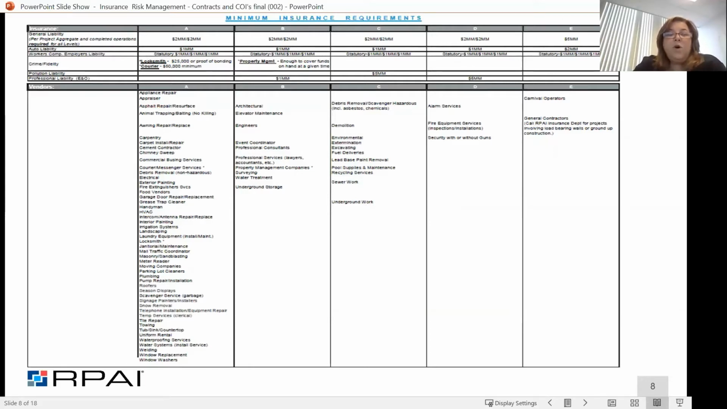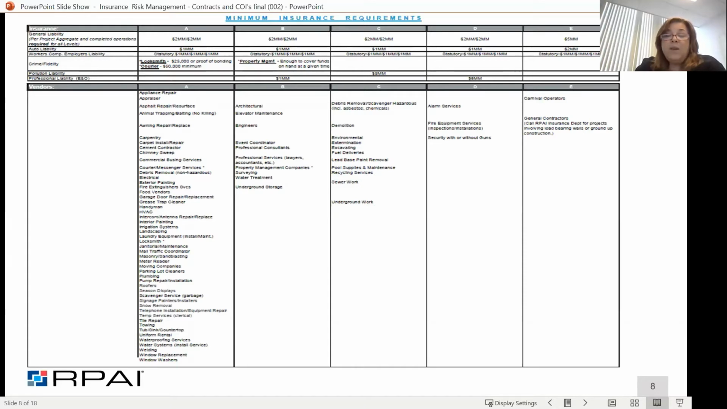And then if you go down to the right and you'll see columns B, C, D, and E, we're adding in specialty coverages. And these are for your professional trades like architecture, engineers. We're saying you need to have professional liability. We may say that for a demolition, or if we're hiring somebody to come out and do environmental phase 1 studies for us, we're going to require that they carry environmental coverage.